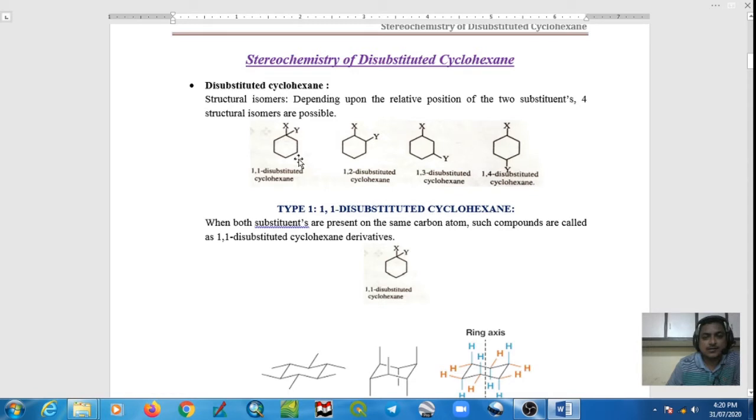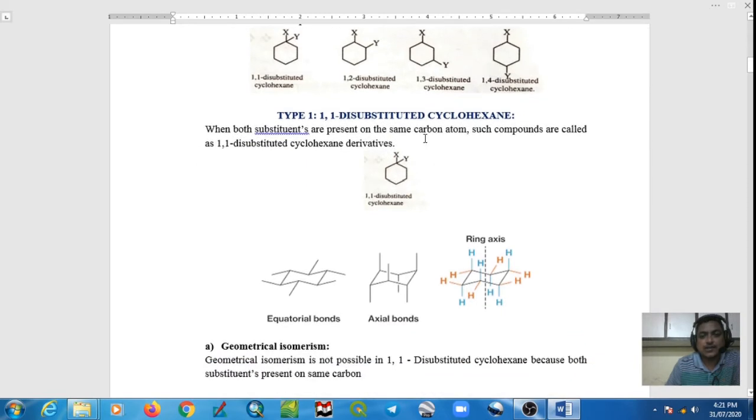As we know, a 6-member carbon ring is called cyclohexane, and when there are 2 substituents on this ring it is called disubstituted cyclohexane. There are 4 different types of structural isomers for disubstituted cyclohexane. What are these? 1,1-disubstituted cyclohexane, 1,2-disubstituted cyclohexane, 1,3-disubstituted cyclohexane, and 1,4-disubstituted cyclohexane. Let us start with 1,1-disubstituted cyclohexane.